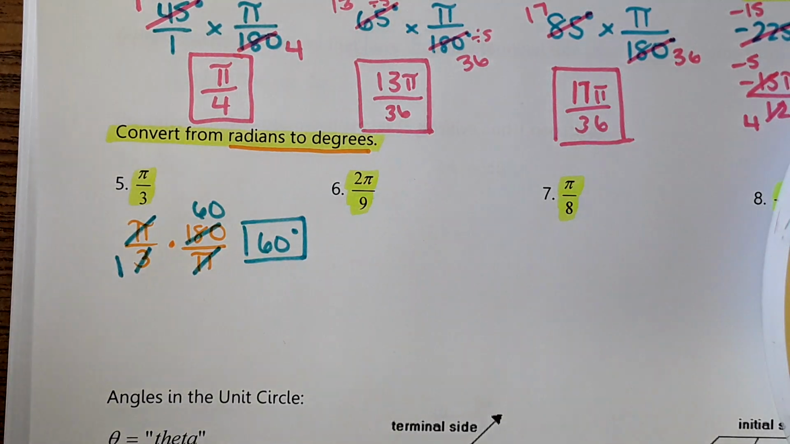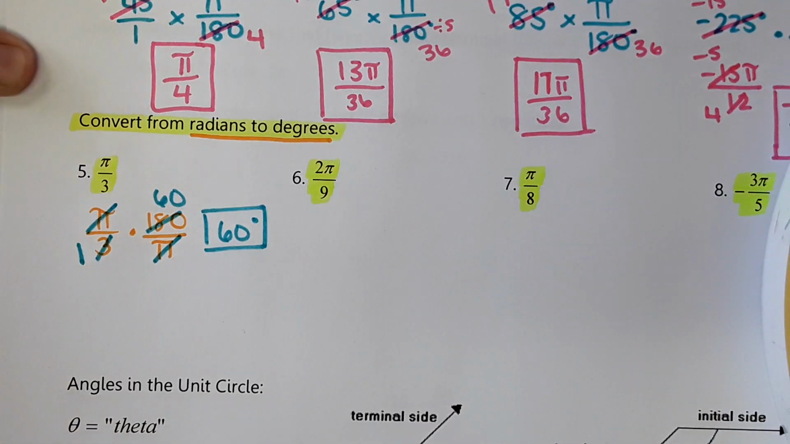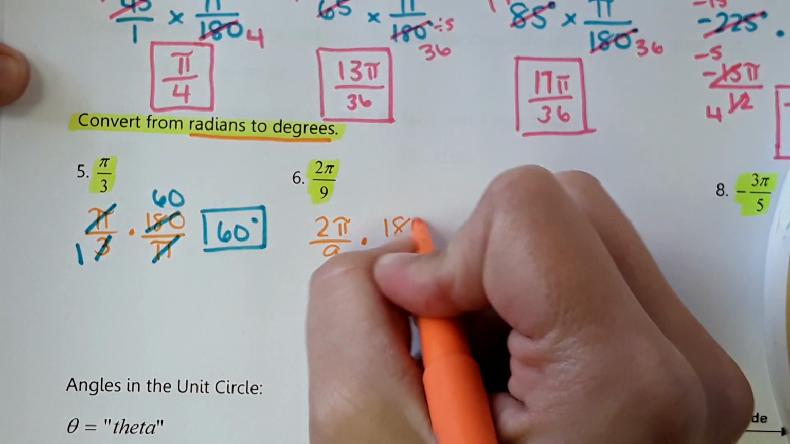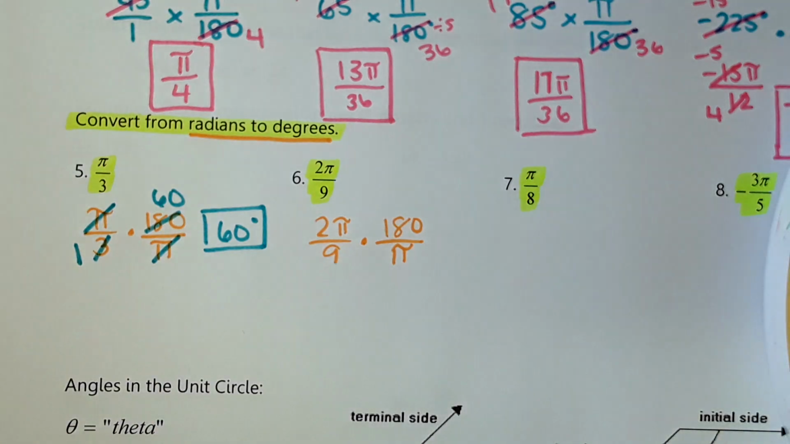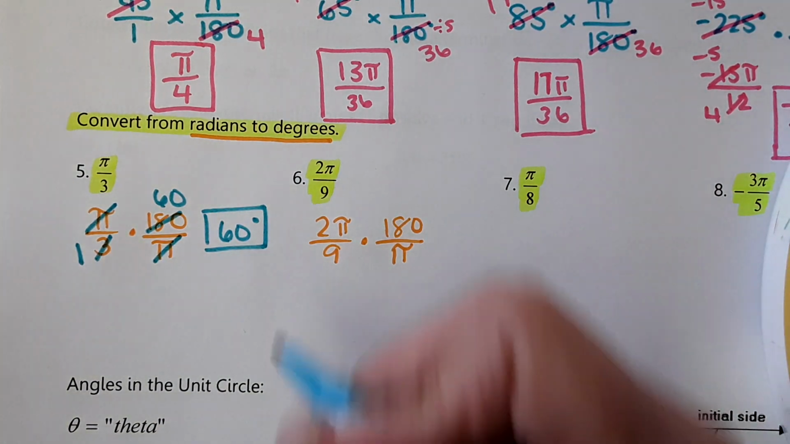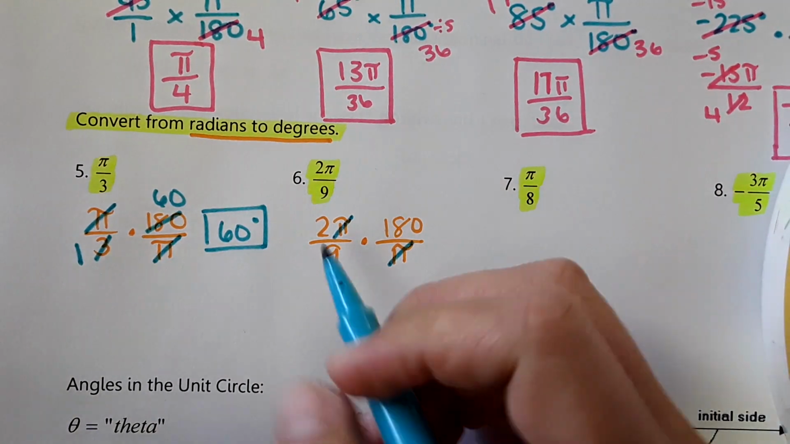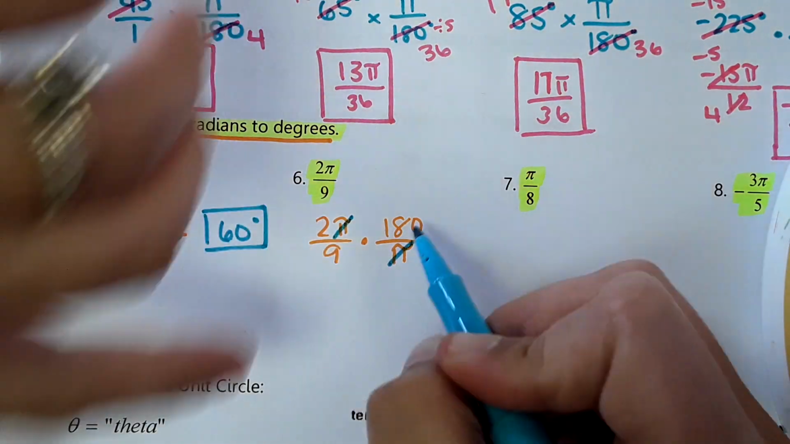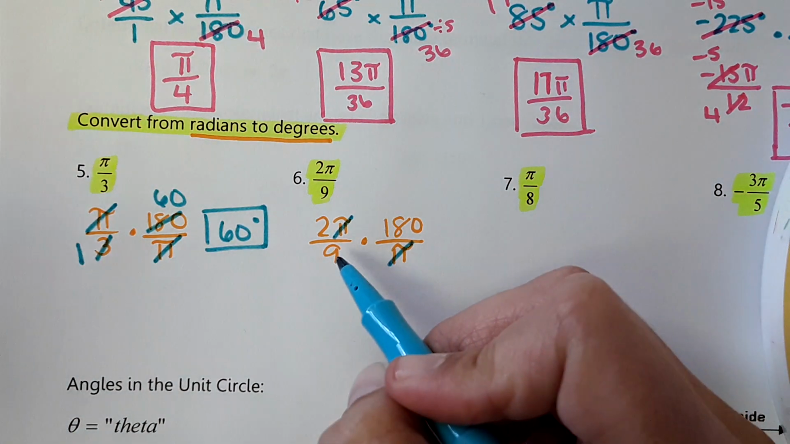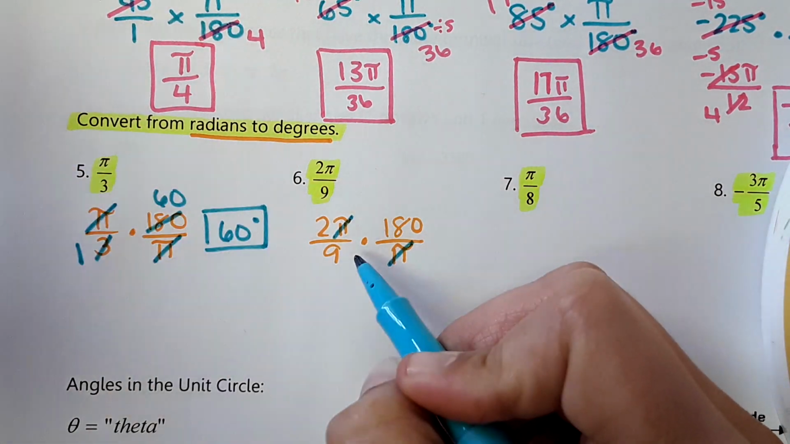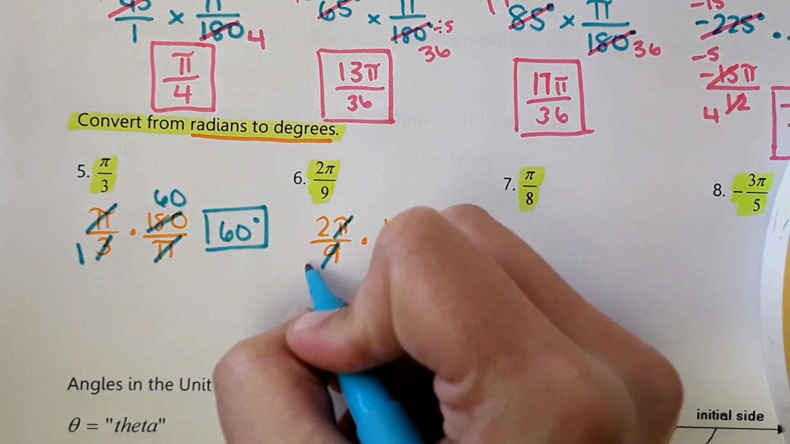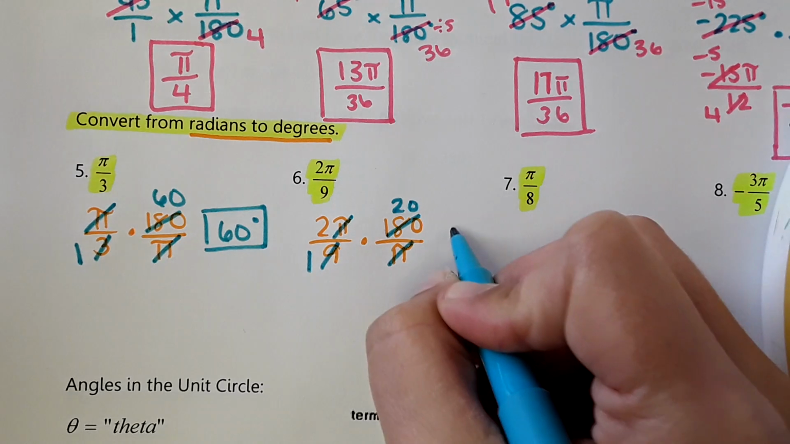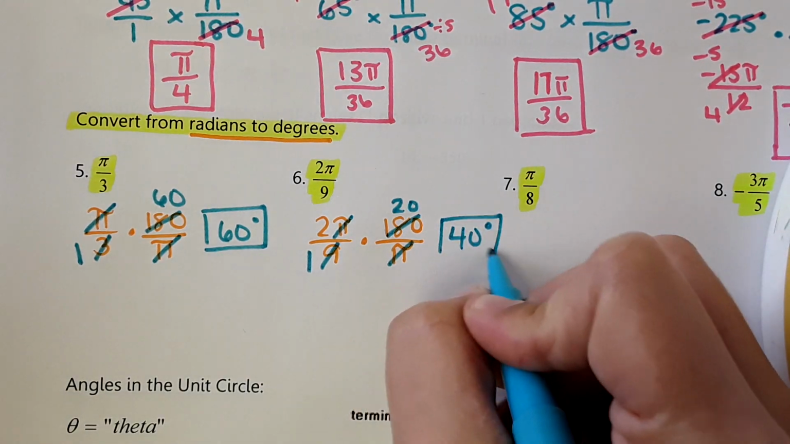Okay. And then we just repeat that. So number 6, 2 pi over 9 times 180 over pi. The pi's cancel. We're looking for a number we can divide both the top and bottom number by to simplify it. 9 and 180 can both be divided by 9. So divide this by 9 to get 1. Divide this by 9, we get 20. And then 2 times 20 is 40, so 40 degrees.